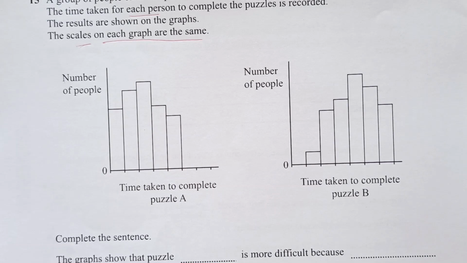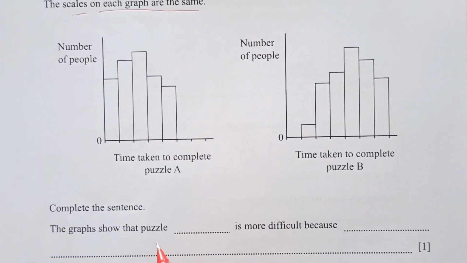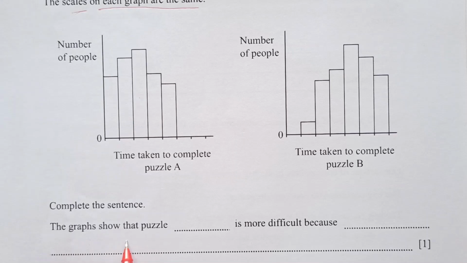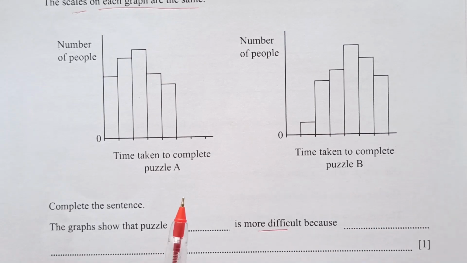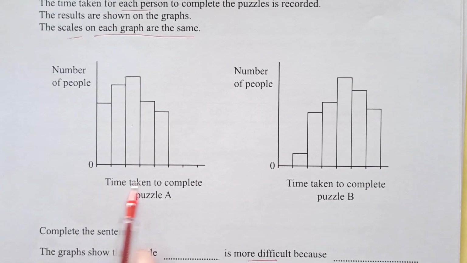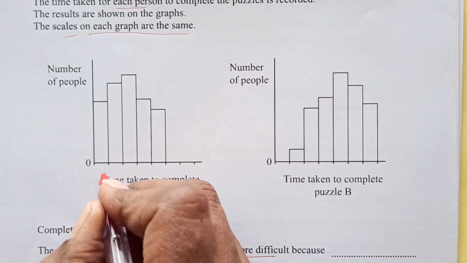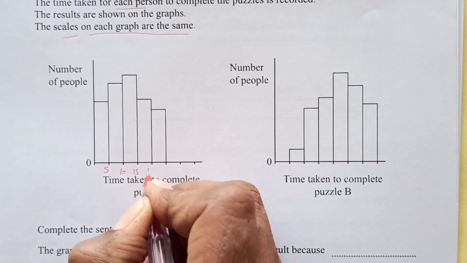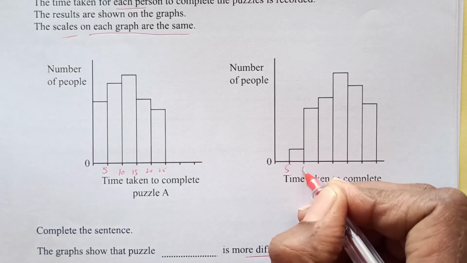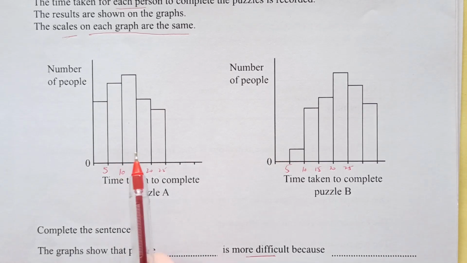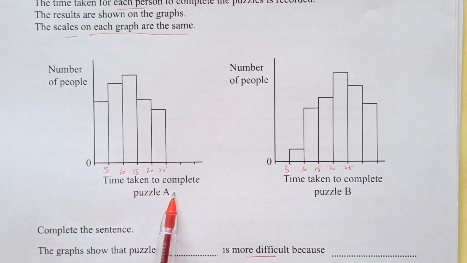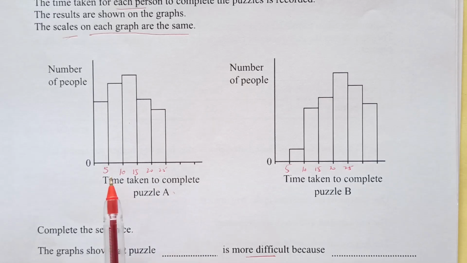So the question is, complete the statement. The graph shows that puzzle dash is more difficult because. We need to first find out which one is harder than the other one, and then the reason. Since the scales are the same, let me assume the scale: this is, let's say, 5, 10, 15, 20, 25, and the same here. This is time taken. It may be in seconds or minutes, we don't know. Let's say it's 5 seconds.